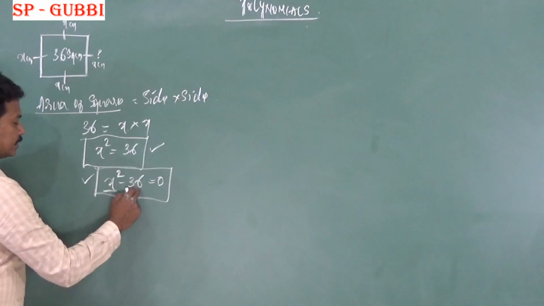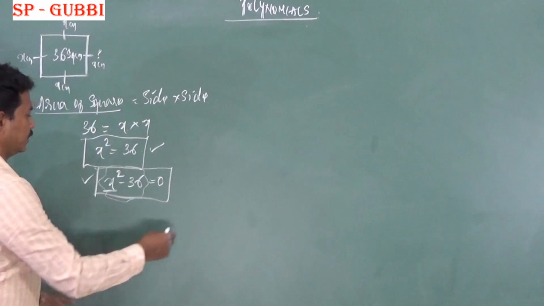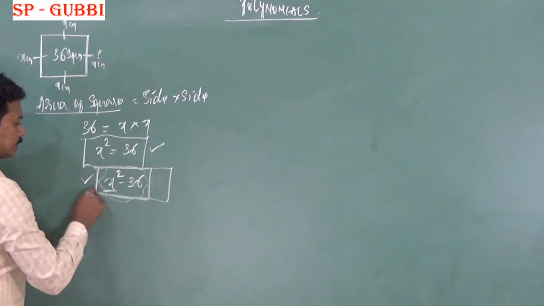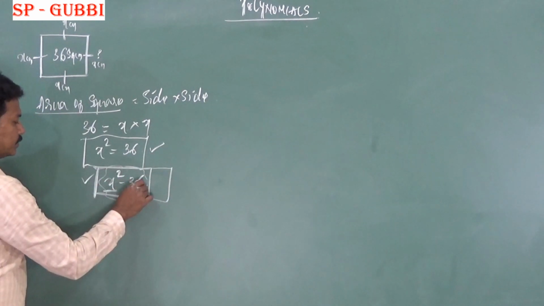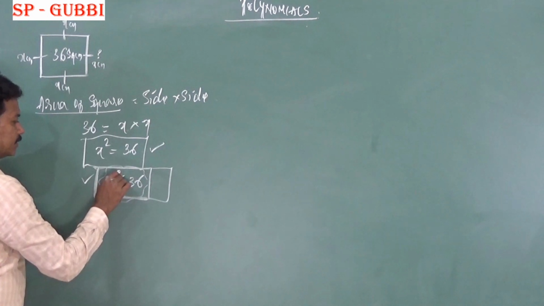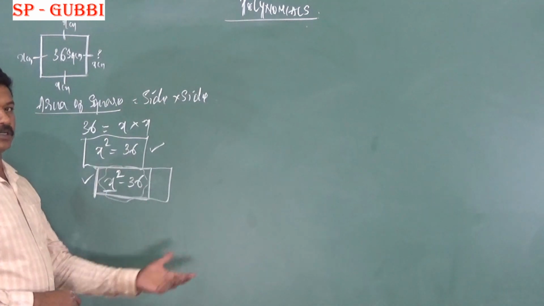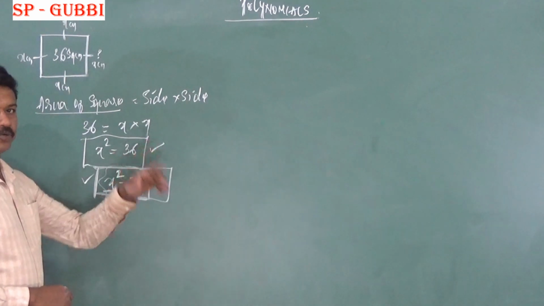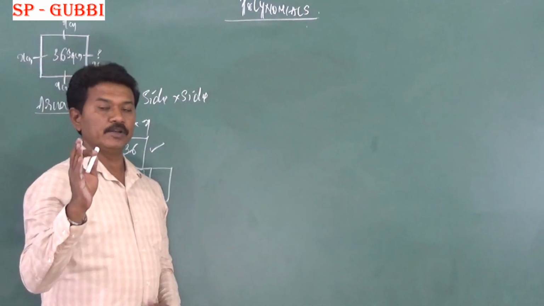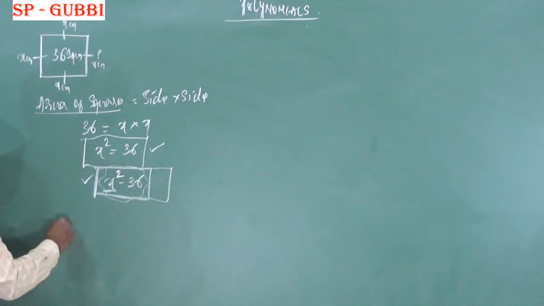x square minus 36 can be called a polynomial only if you do not consider this equal to 0. When you consider only x square minus 36, there are two terms in this, the variable is x and the exponent of x is plus 2. So this is an algebraic expression in two terms and also a polynomial in two terms. Therefore these types of polynomials are called binomials, in the sense that they have two terms in them. I can go with some more examples.